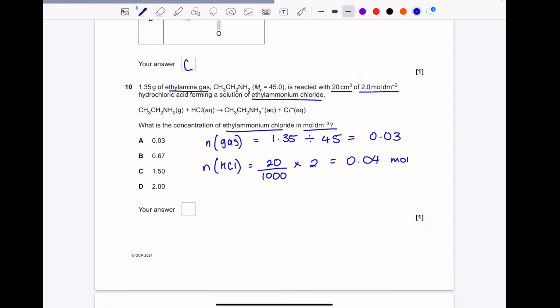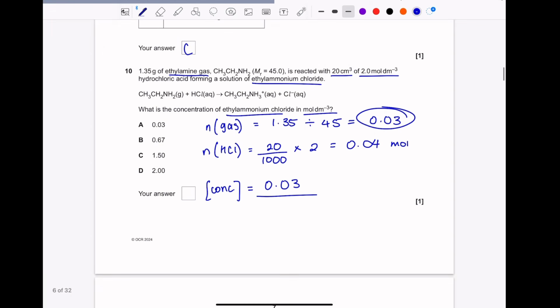So the limiting reagent is the gas. So we use these moles as the product moles. Therefore, the concentration of the product would be equal to that mole value divided by the total volume, which, the only volume we are given is 20. So we'll stick to using that. And that is equal to 1.5. So the answer is C.